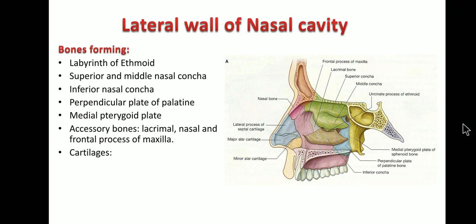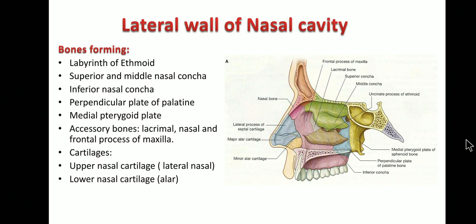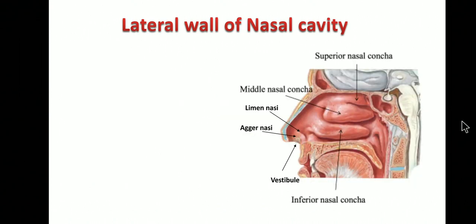So the main cartilages are the lateral process of the septal cartilage, like how the lateral nasal cartilage has the septal process. Here you have the lateral process of the septal cartilage. Then you have the lateral nasal cartilage, and then the lower alar cartilage. Lower nasal cartilage is actually called the alar cartilage. Then you have small minor cartilages also. So these are the bones and the cartilages forming the lateral wall of the nasal cavity.